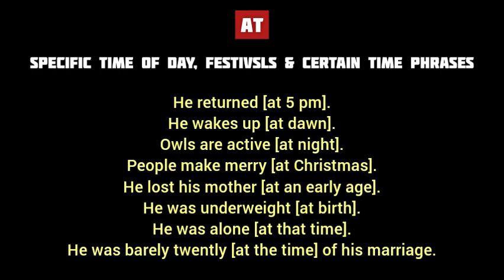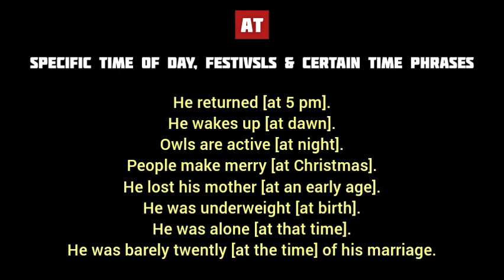In the first example, "He returned at 5 p.m.," at is used before a clock time. In the subsequent examples, "He wakes up at dawn" and "Owls are active at night," at dawn and at night are time phrases. In the next sentence, "People make merry at Christmas," at is used before the name of a festival. In the same way, at an early age, at birth, etc. are time phrases in which at is always used.